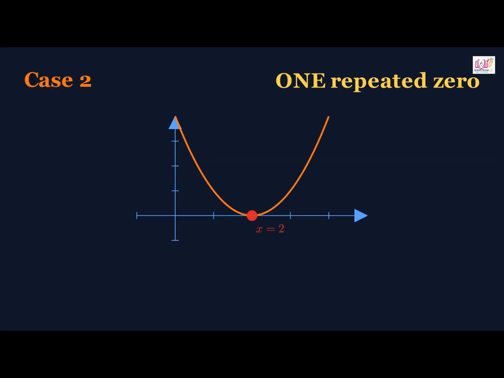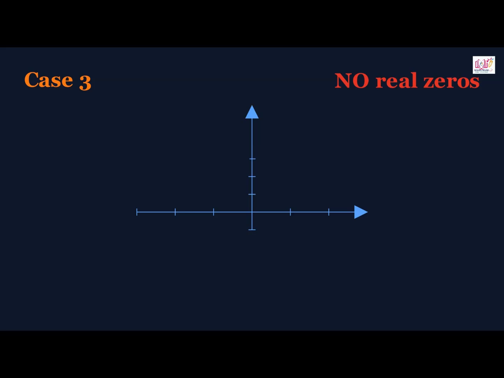Case 2. The parabola touches the x-axis at exactly 1 point but does not cross it. The polynomial has 1 repeated zero. An example is x minus 2 whole squared. This expands to x squared minus 4x plus 4. Its only zero is x equals 2, and it is called a repeated zero because the factor x minus 2 appears twice. Case 3. The parabola does not touch the x-axis at all. It floats above or below the x-axis. The polynomial has no real zeros. An example is x squared plus 1.